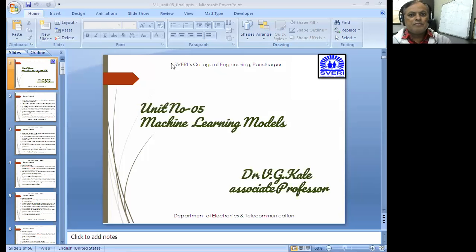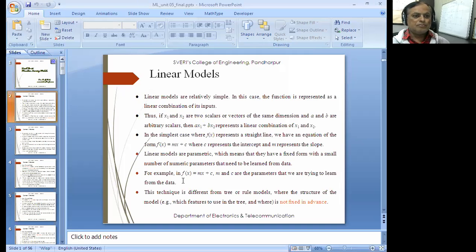Okay, very good afternoon. So today we are going to go for the third lecture on unit number 5. We are on the machine learning models. So let's have a little bit of flashback and then we'll move to your main points. We have seen linear models.